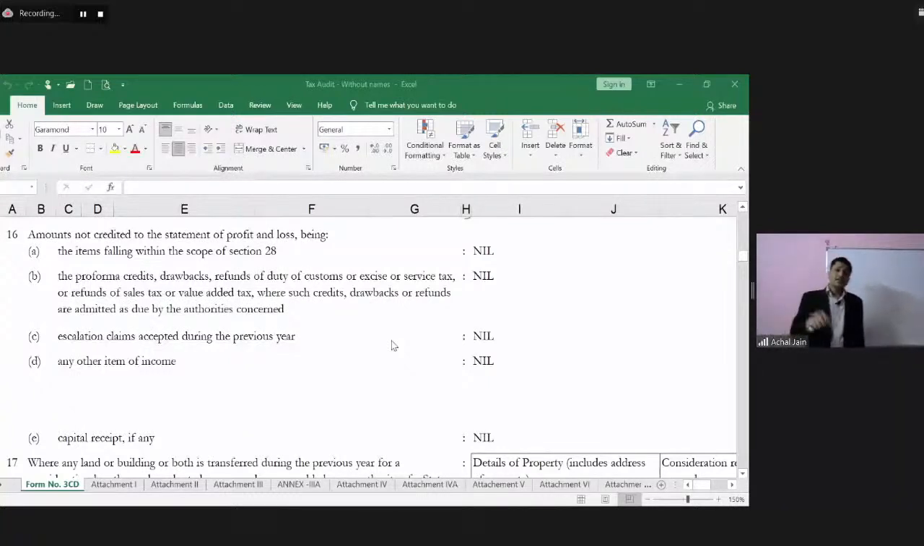And it really doesn't matter whether that has been recorded in the books of accounts or not. Because as I told you, many a times we see entities or the assessees recording it only when it is actually received. So that is again one area which may become a point of difference over here.